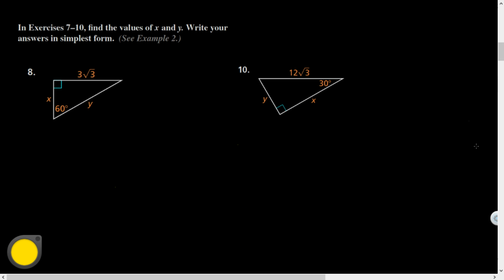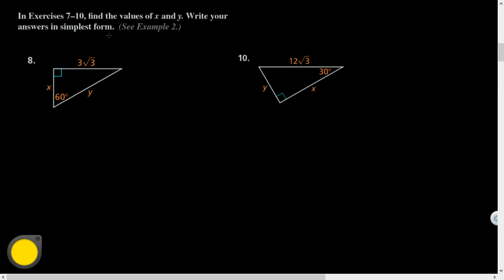Let's do a couple of 30-60-90s. So here we go. Find the values of x and y. I tried to choose a little bit trickier ones. To go from the longest leg to the shortest leg, I will divide by rad 3. And then to go from the shortest leg to the hypotenuse, I'll multiply by 2. You guys remember those ratios? So x is going to equal 3 rad 3 over rad 3. That's just plain old 3. And y is going to be 3 times 2, which is 6.